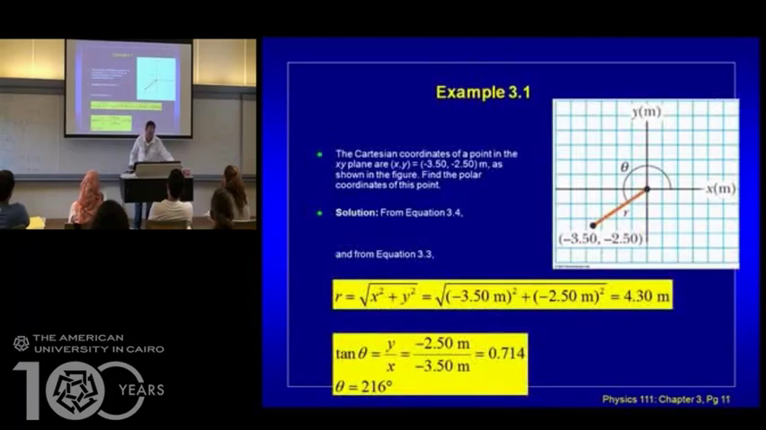Let's take that example. Look in here, we have a point that's negative 3.5, negative 2.5. If you tell me that point, even if I don't draw it, I will know that this point is going to be located in the third quadrant. We call that the first quadrant, the second quadrant, the third, and the fourth. In the first quadrant, x and y have to be negative.